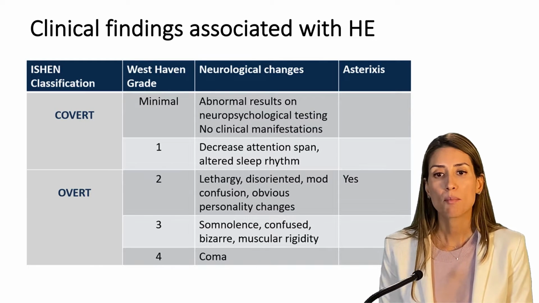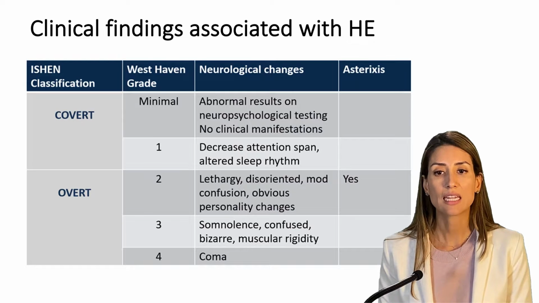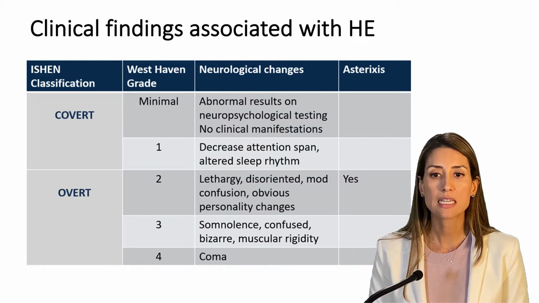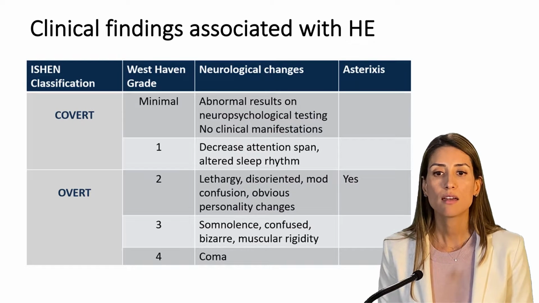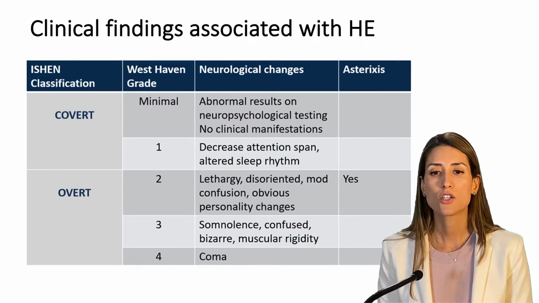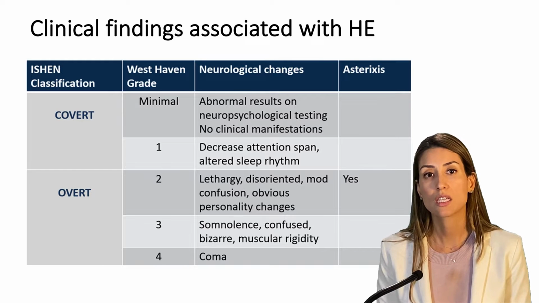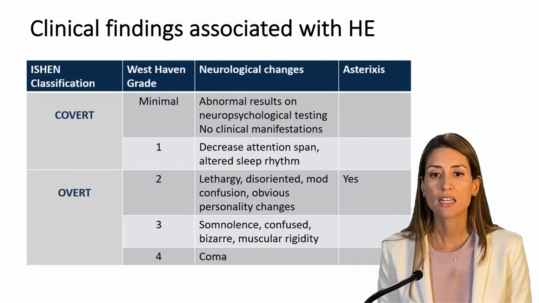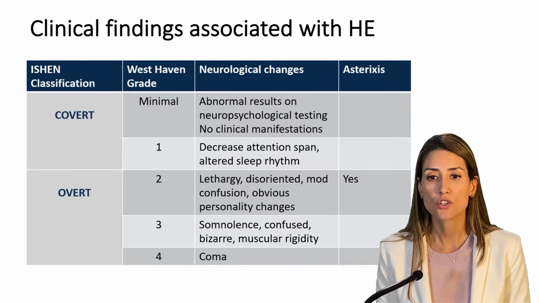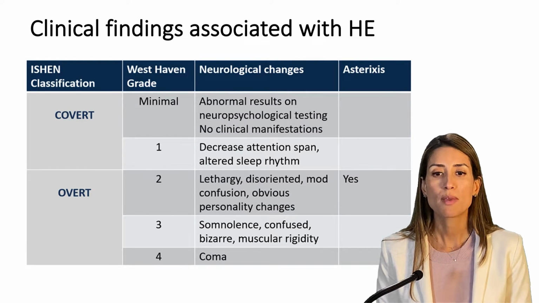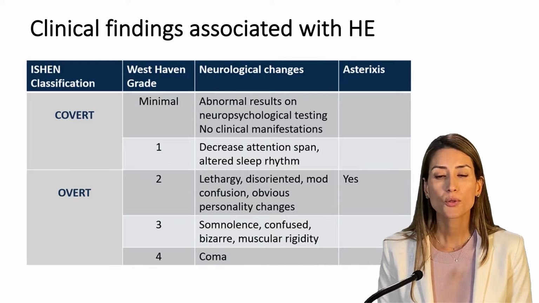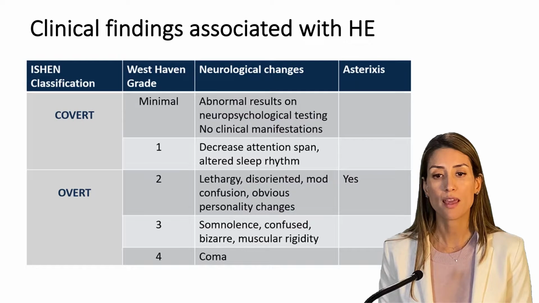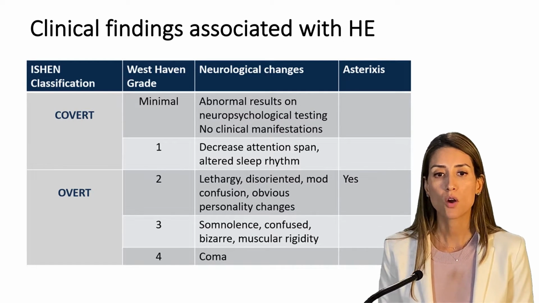So in minimal encephalopathy, we don't see any clinical evidence of mental changes. In grade 1 or covert, we see symptoms such as euphoria, lack of awareness, anxiety, shortened attention span, and changes in the sleep rhythm. In grade 2 or overt, you will find lethargy, apathy, disorientation, inappropriate behavior, and asterixis. Grade 3 or overt, you will see somnolence, confusion, and bizarre behavior. Grade 4, we see coma.